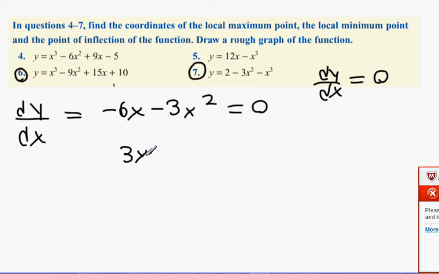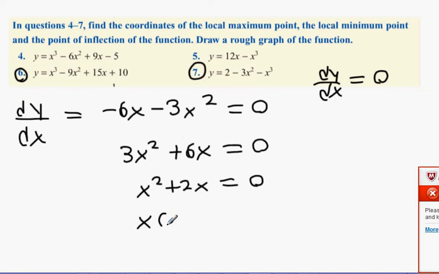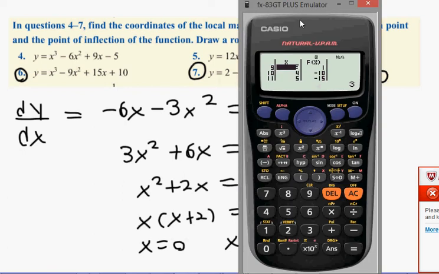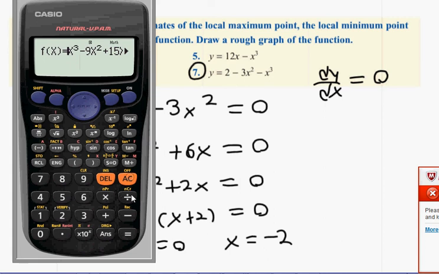I'm going to multiply both sides by minus, and then I'm going to divide both sides by 3. Plus 6x. Multiplying it by minus, plus 6x. And then I'm going to factorize x bracket x plus 2 equals 0. X equals 0 and x equals minus 2.